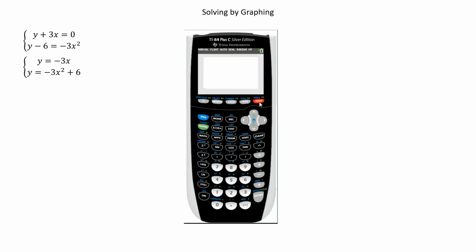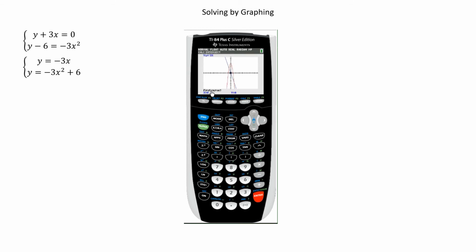And we graph it. We have our line. It's thinking. And the parabola, and here we can see that we have two intersection points. And so to find them, we can go to calc, which is second trace, and we would find the intersection, option 5. When we do this, it's going to ask us some questions.